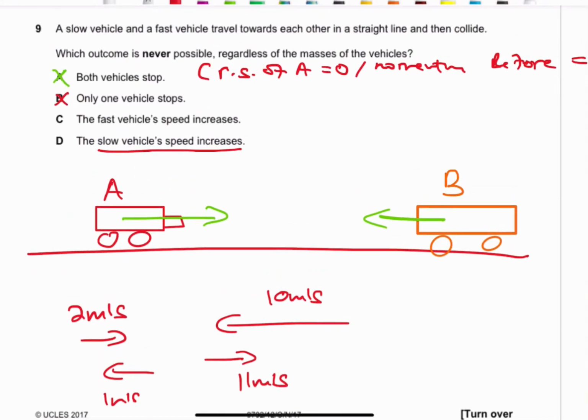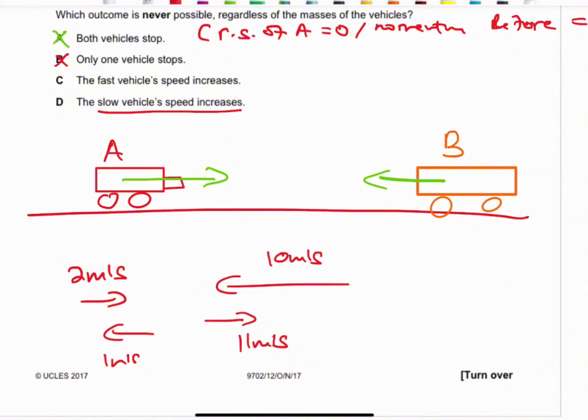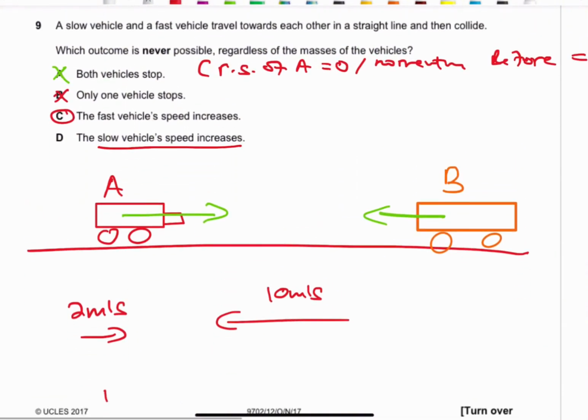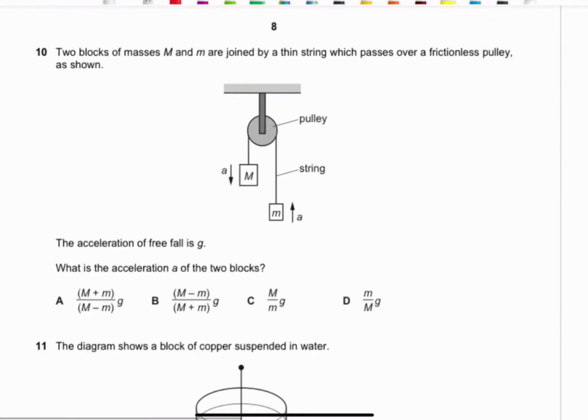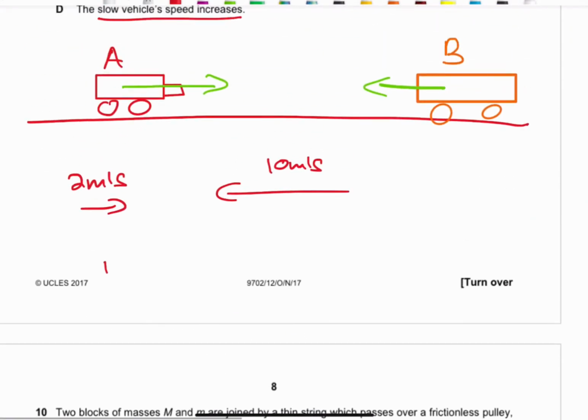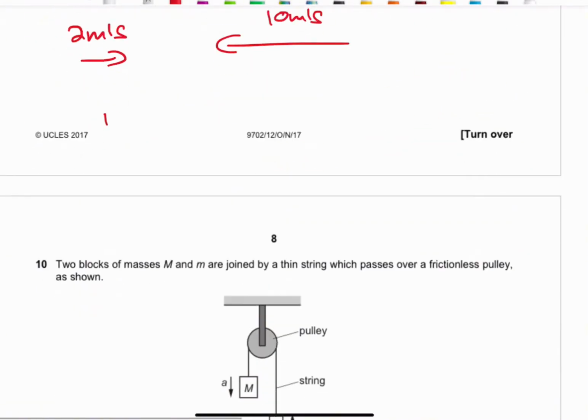The outcome can never be possible, because even if the mass is so big, the fact that it's moving very, very fast means it can't be accelerated by a small thing. That small thing can be accelerated because it's very small, but it doesn't make sense that the big thing can actually be accelerated at 11 meters per second. So I would say that the fast vehicle's speed increasing might not happen, right? It's very tricky. The question was quite unclear, but I hope that makes sense. If you have any queries regarding the question, you can put that in the comment section below.